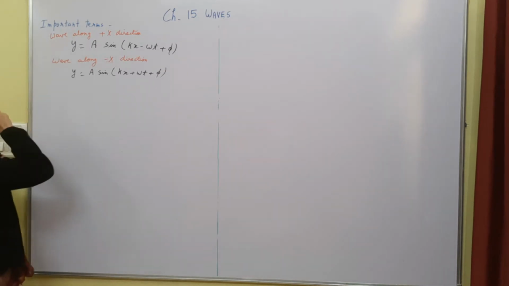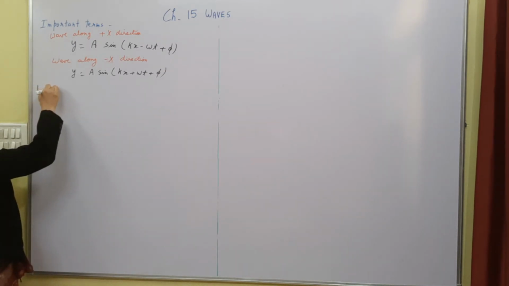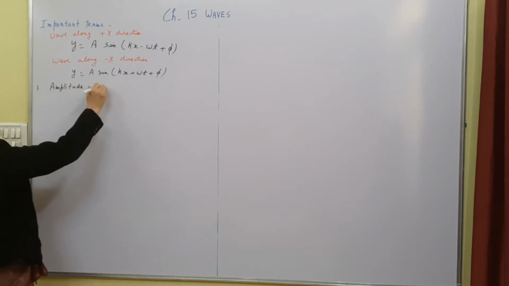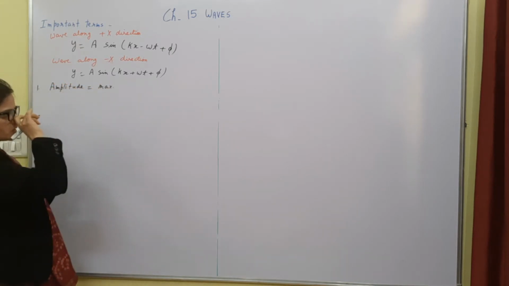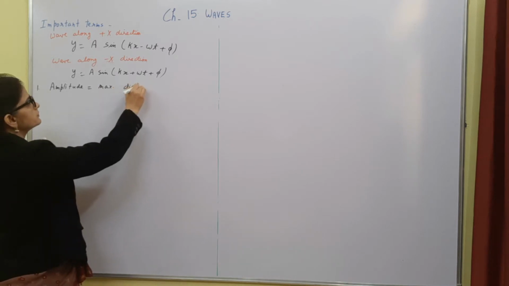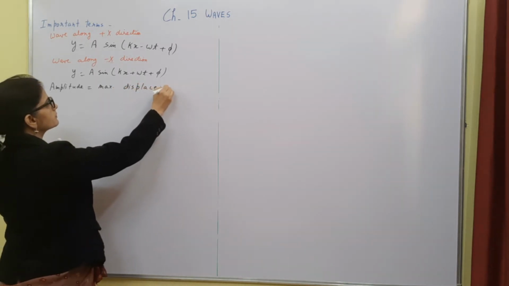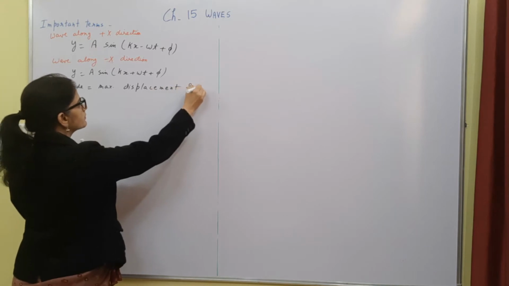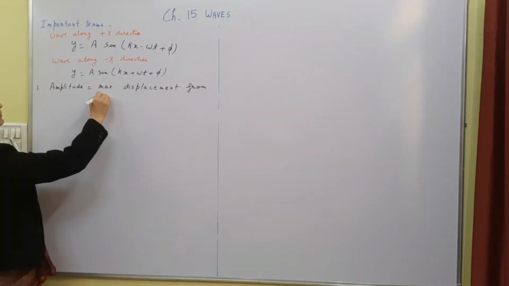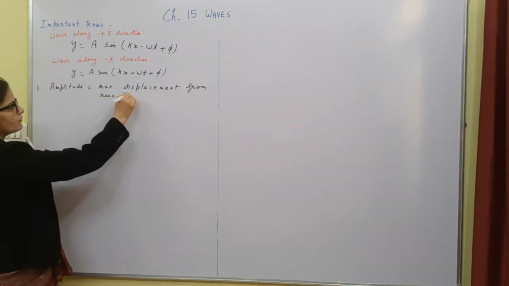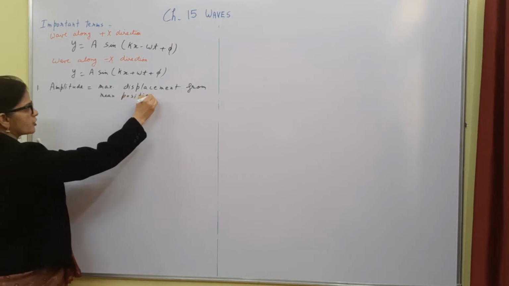Now we have some important terms. Amplitude, that is maximum displacement from mean position. Mean position is equilibrium position.